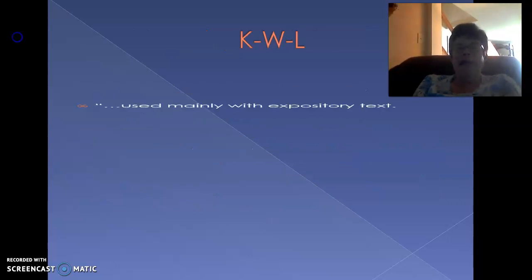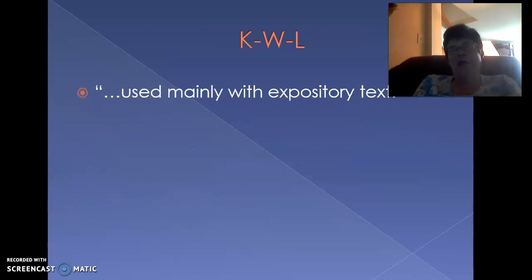When we're talking about KWLs, we talked about KWLs, I think, a little bit: what we know, what we want to know, what we've learned. You can do KWLs in various and sundry ways. They are mainly used, however, with expository text. They do not show what we call story grammar. KWLs don't show main characters, setting, problem, solution. That's called story grammar. KWLs show what we know about a topic.